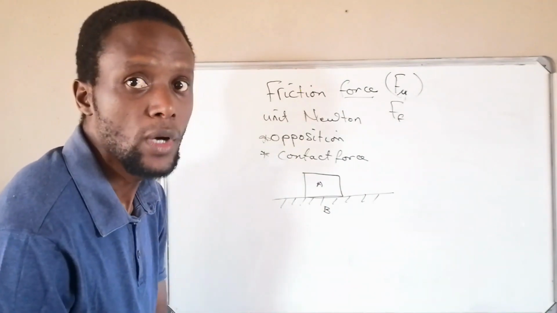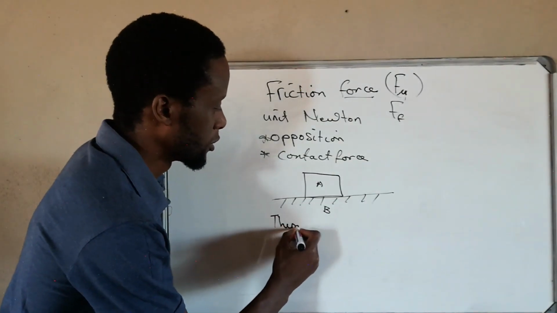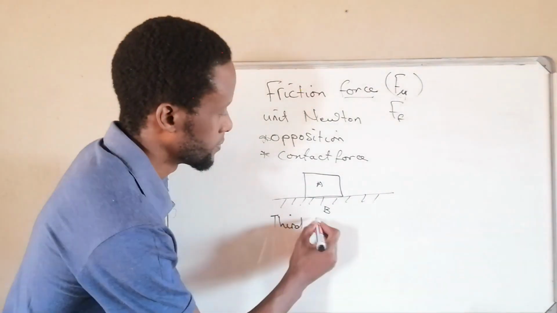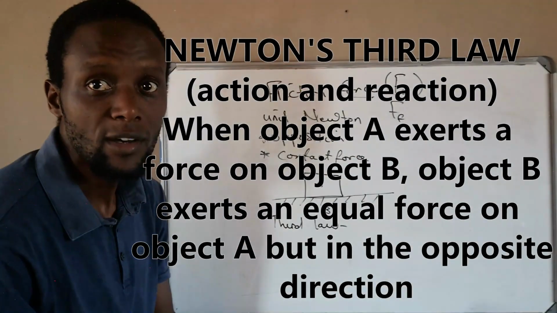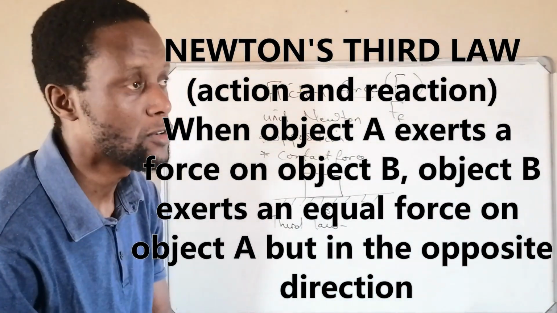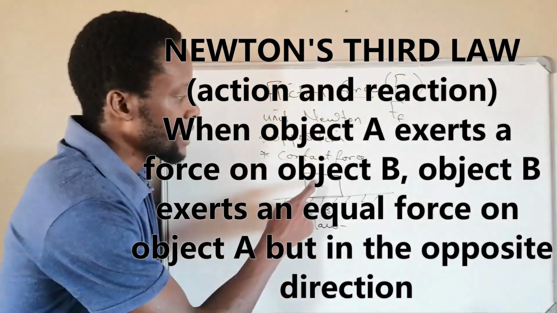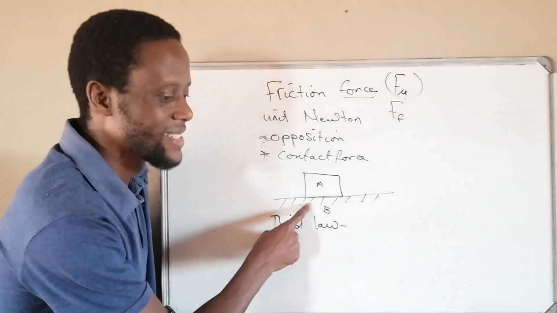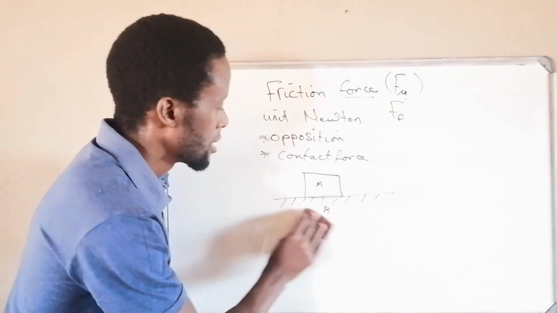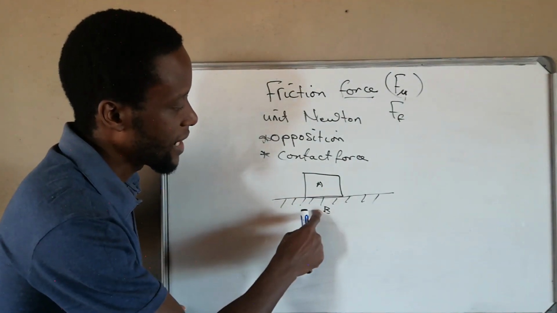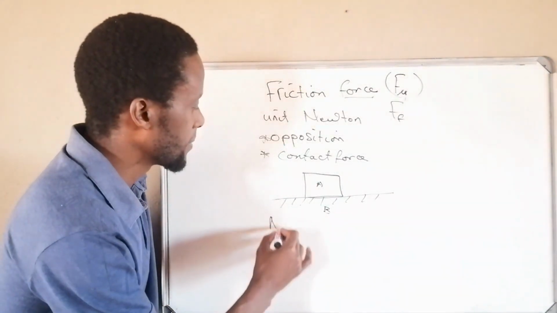Which now brings us to Newton's third law, which we should have known by now. Most people memorize it as: when object A exerts a force on object B, object B exerts an equal force on object A, but in the opposite direction. In the same manner, the contact of this object on this surface depends on the weight of the object. The weight of the object is how much the object is pushing against the surface. And we'll be looking at what is known as the normal reaction.